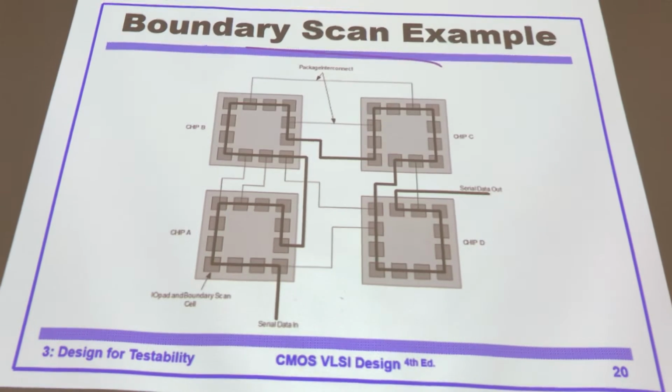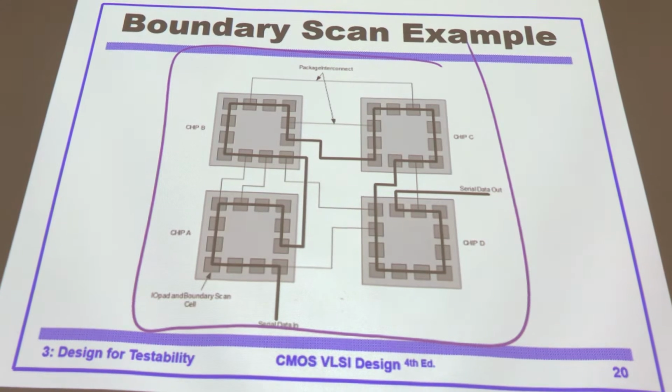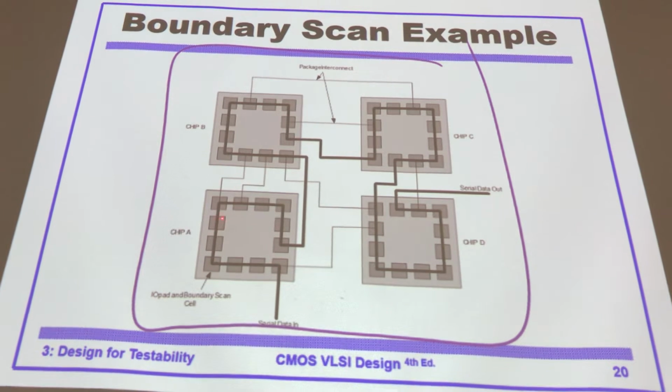The circuit board, like this is the circuit board. And there are 4 chips mounted on the board. And there are wire connections, okay, between 2 pins. This pin is here, this pin belongs to this chip. How do you know the solder joint is fine? You want to test it, alright?